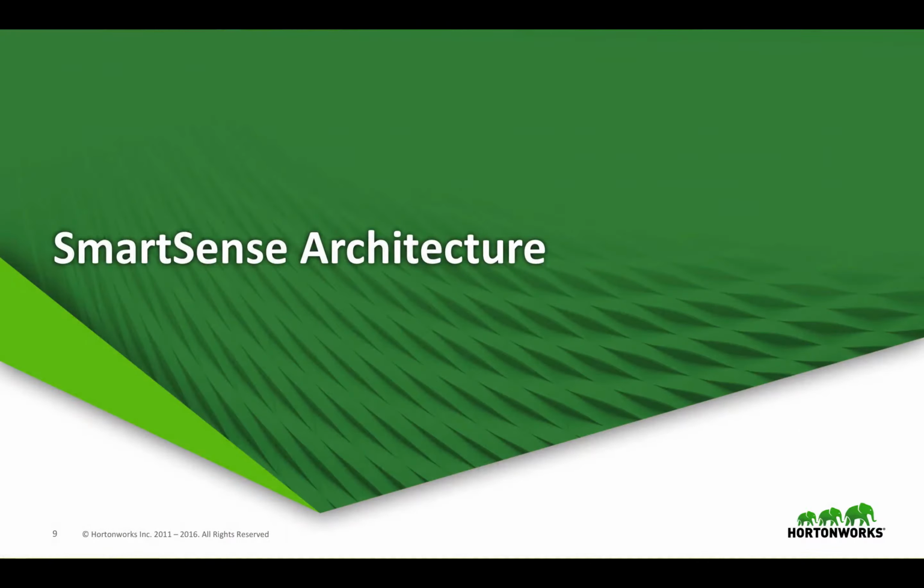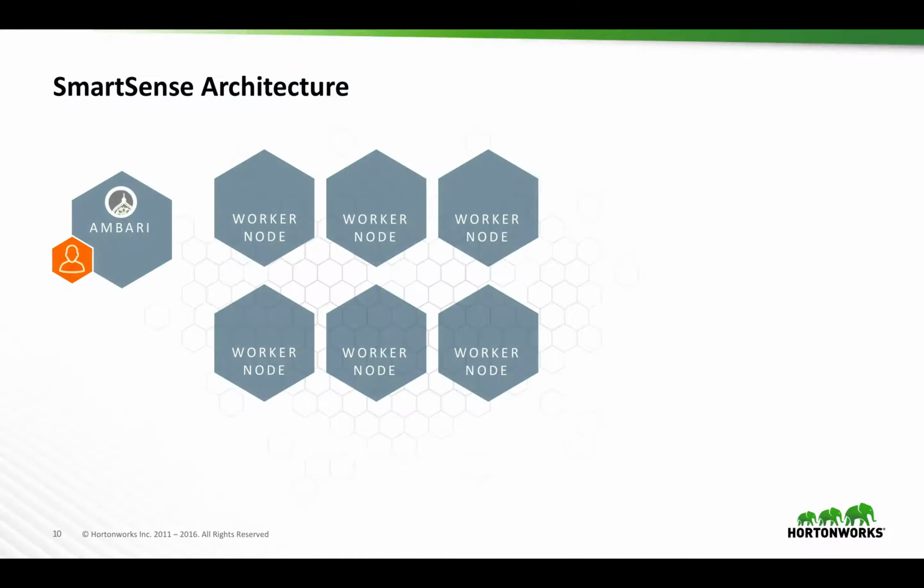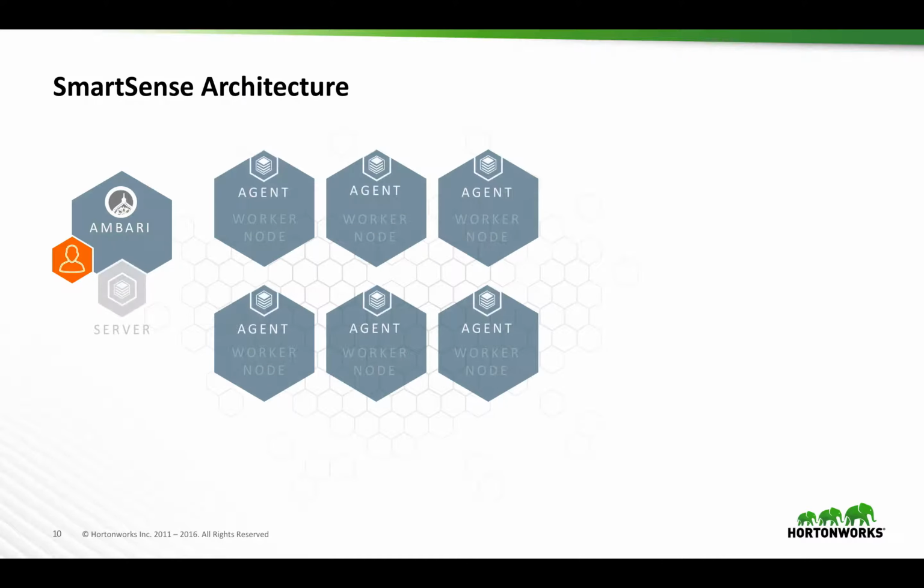Now we'll take a look at the architecture of SmartSense. So this is a typical 6-node Ambari managed cluster. SmartSense has a server component, which is usually deployed with the Ambari server, as well as agents that are deployed automatically to every node in the cluster. Those agents capture information, send it back to the server, which creates an encrypted and anonymized bundle. That bundle ends up going to our landing zone.